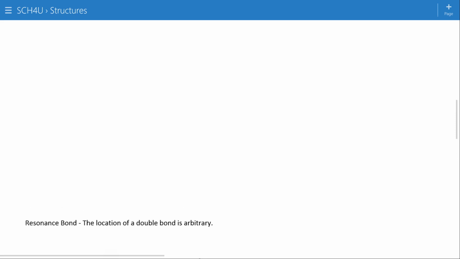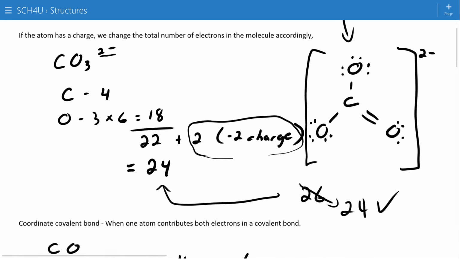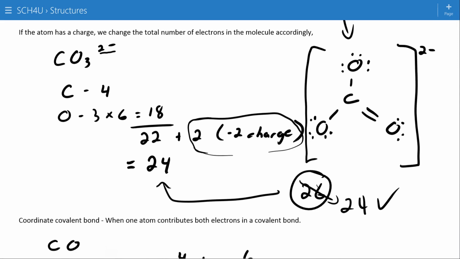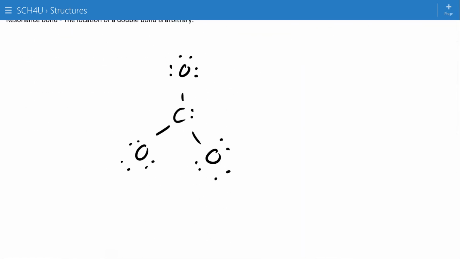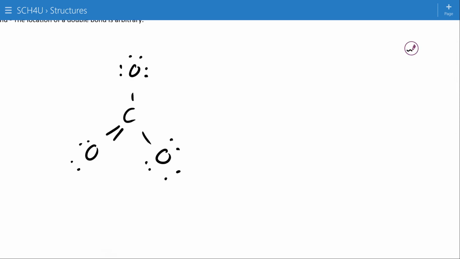Can't remember how many electrons I had. I think it was 26, if I remember. Yeah, I had 26 electrons, and I knew I had to go down to 24 because of the totals associated with carbonate. And what that meant was that I had to make a double bond. Well, I can make a bunch of double bonds equally reasonably here. When I did it in the first place, I made the double bond in this location. But I can make it here just the same.